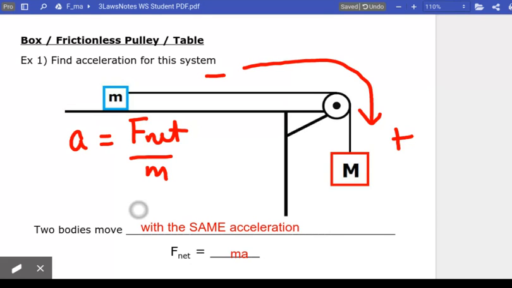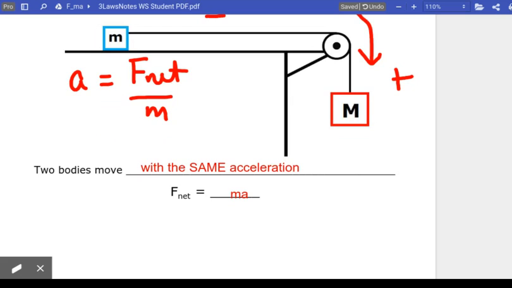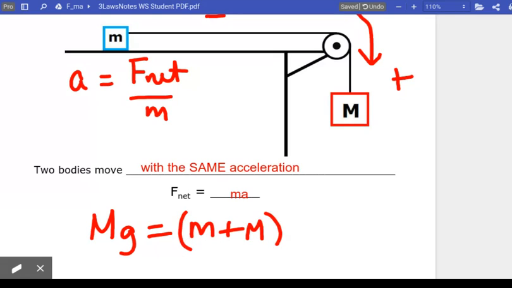So let's take the whole system. What's the net force on this whole system? There's actually only one force because that's a frictionless table. So the only force on this whole system is a positive one. Big Mg equals Fnet equals m. What m? Both m's are going to move. Both m's will be accelerated by that hanging weight equals a.